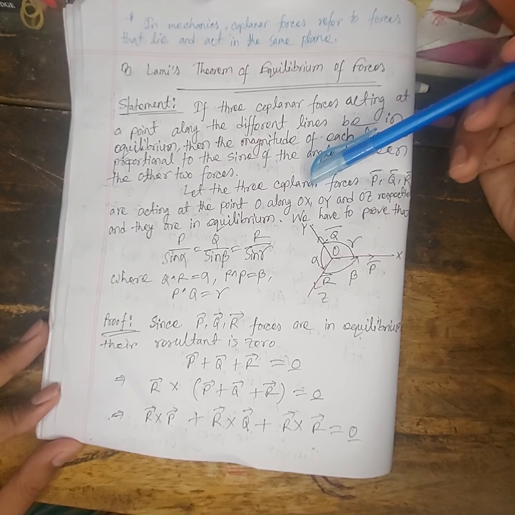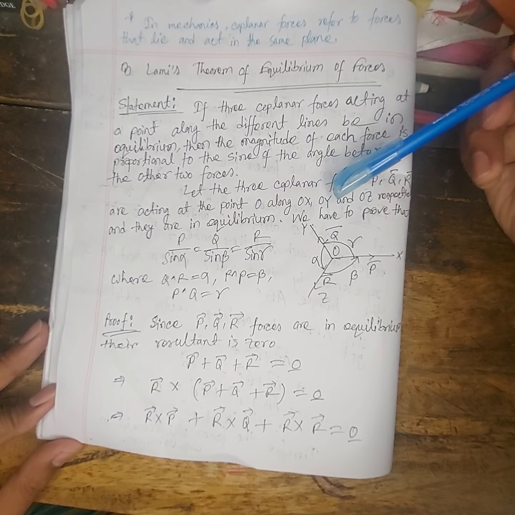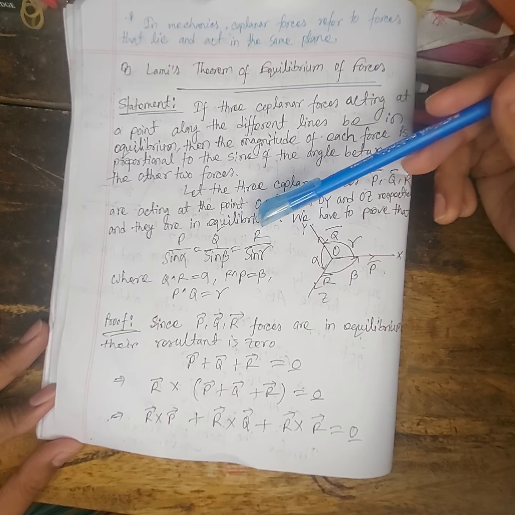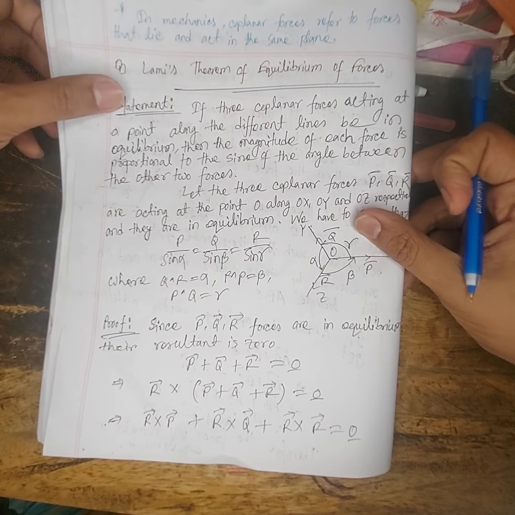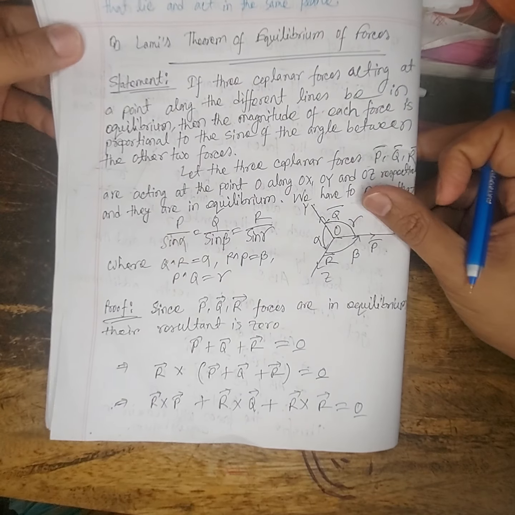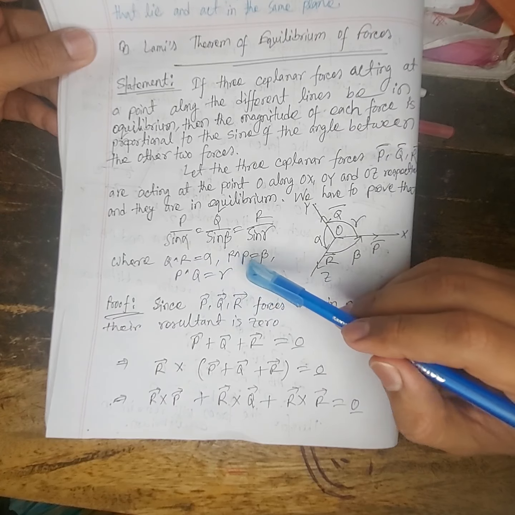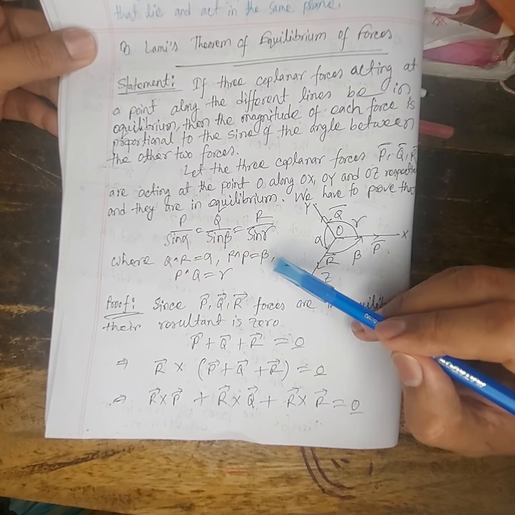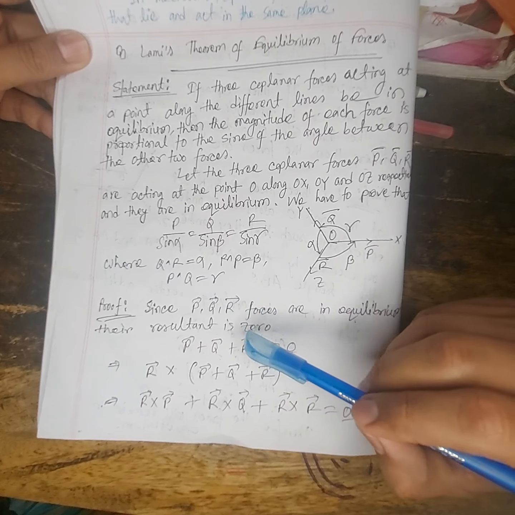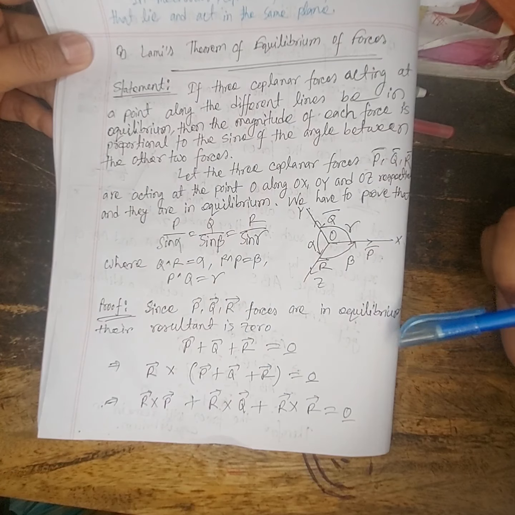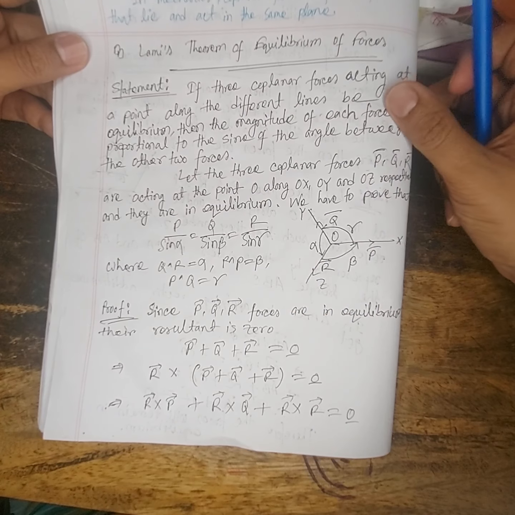Let three coplanar forces P, Q, R be acting at the point O along OX, OY, OZ respectively, and they are in equilibrium. We have to prove that P by sine alpha equals Q by sine beta equals R by sine gamma, where the angle between Q and R is alpha, between R and P is beta, and between P and Q is gamma. Since the forces P, Q, R are in equilibrium, their resultant is 0. P plus Q plus R is 0.